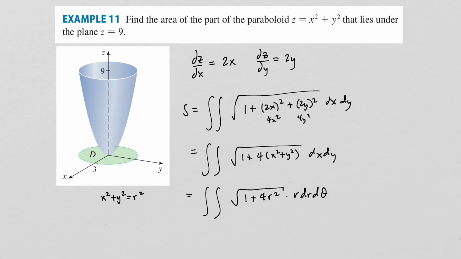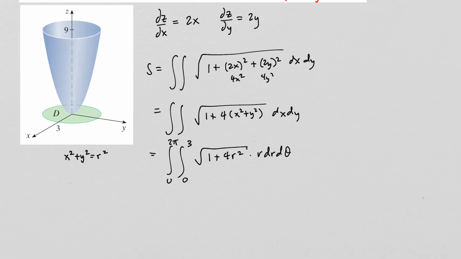R needs to go between 0 and 3, right? Because if it lies under the plane z equals 9, that corresponds to x and y equals 3 down below. Now for that, all you have to do is plug 9 in for z. And you can see that this is simply a circle of radius 3. So that's why we need those limits. And then, of course, theta has to be between 0 and 2 pi.